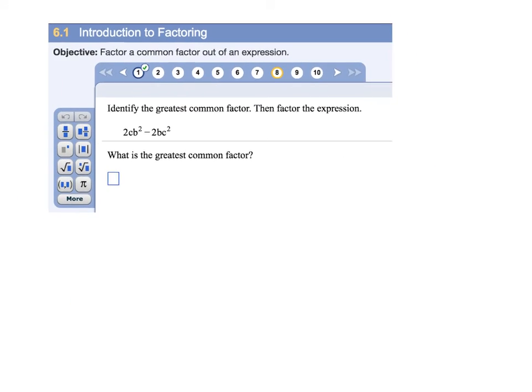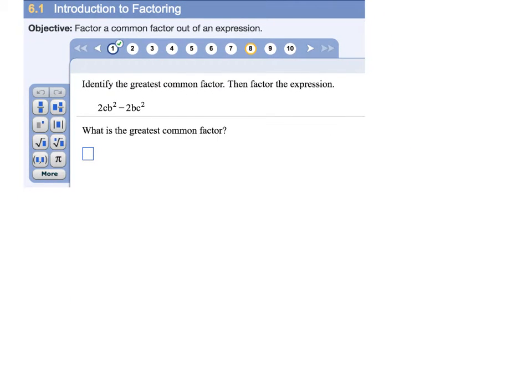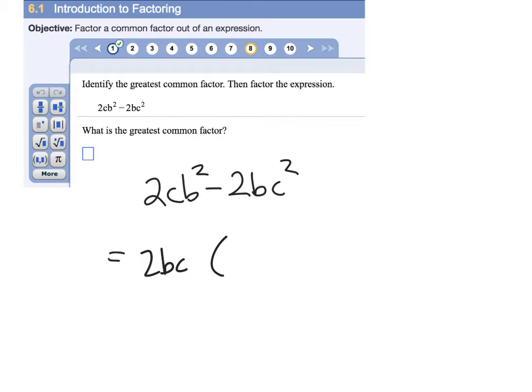All right, so let's start with 2cb squared minus 2bc squared. So what do they both have in common? Well, they definitely both have a 2. They both have a c, and they both have a b. So our common factor is 2bc. I like to write things in alphabetical order, so I like to put my b in front of my c. It's optional, but that's how I do it.